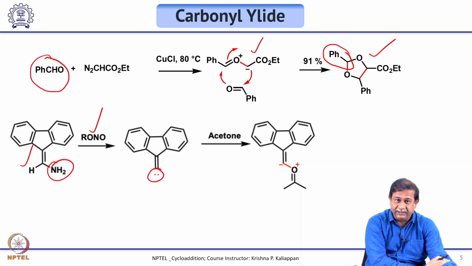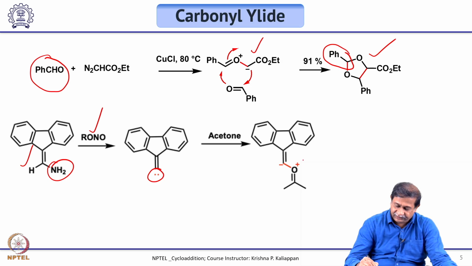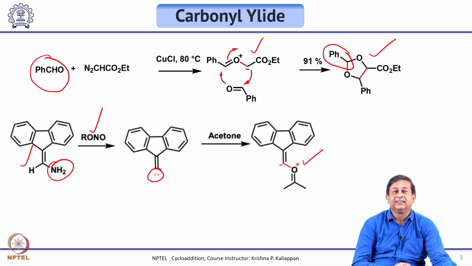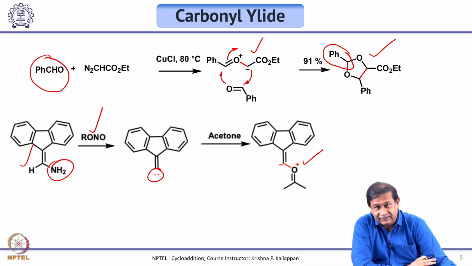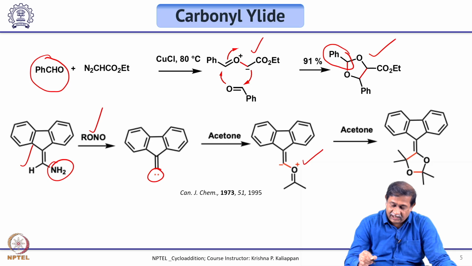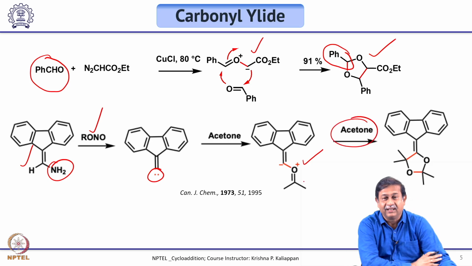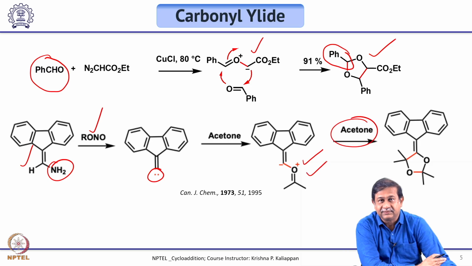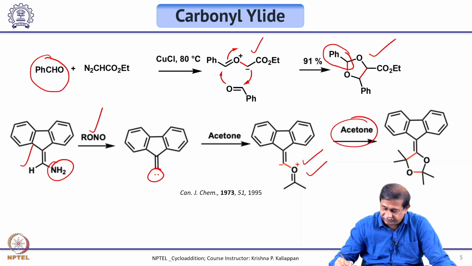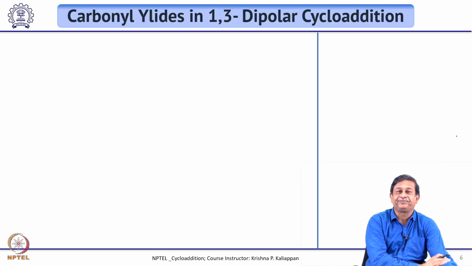So now this carbene, if you add acetone or any carbonyl group, immediately you will get this carbonyl ylide. And if you add excess acetone, because mostly acetone is used as a solvent, the next acetone molecule will undergo 1,3-dipolar cycloaddition with this dipole derived in situ to form this interesting compound.